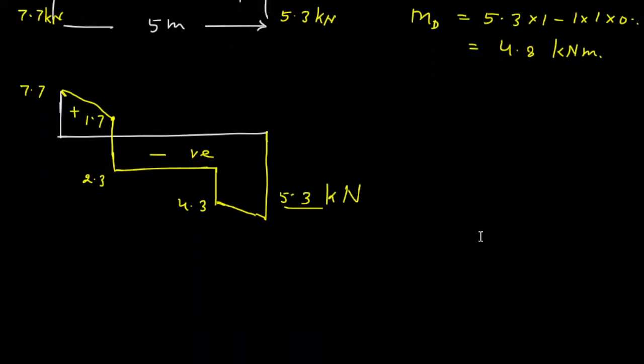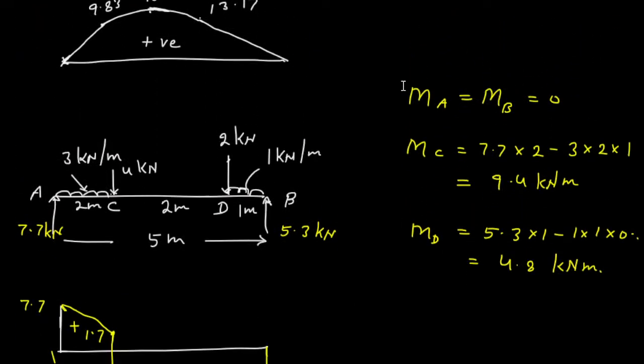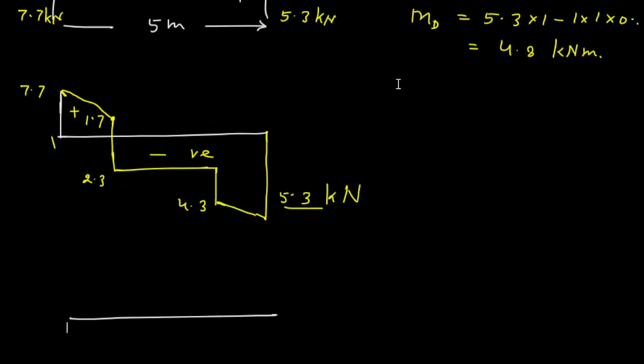So here we will draw a horizontal line, and for a simply supported beam, moment is sagging only. So MA, MB is 0, MC is 9.4. Let us see here. So it will go like this. This value is 9.4, and then at D it is 4.8. So 4.8 will be somewhere here. From here it will go like this, and then from here we will join this.